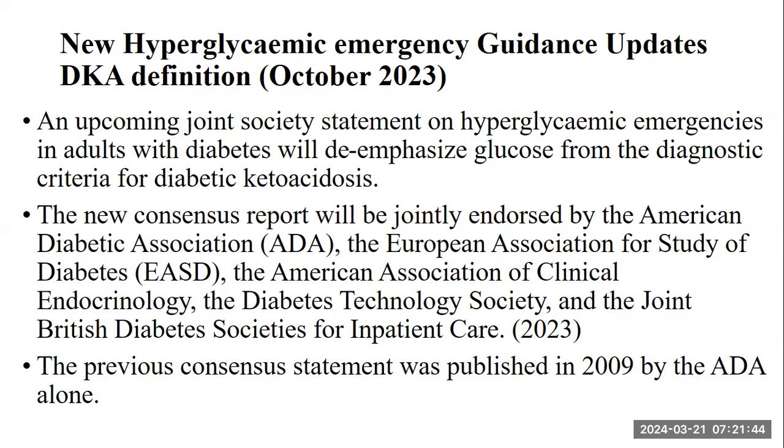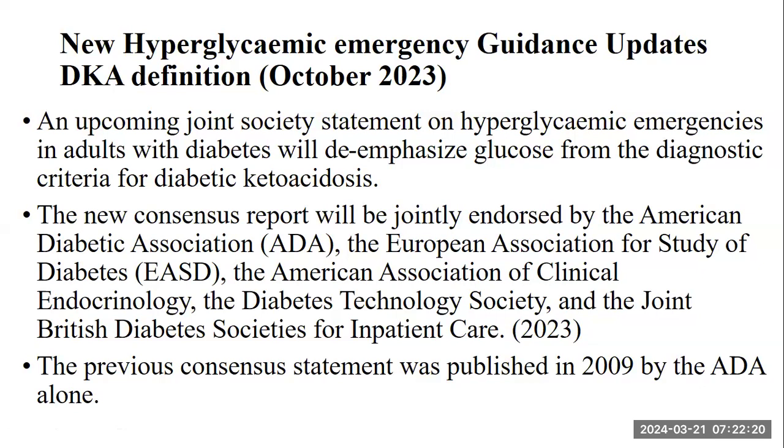So there are new findings now. New hyperglycemic emergency guidance updates, DKA definition. This was done October 23. I saw this on Medscape. So they said an upcoming joint society statement on hyperglycemic emergencies in adults with diabetes will de-emphasize glucose from the diagnostic criteria for DKA. And this new consensus report will be jointly endorsed by the American Diabetes Association, the European Association for the Study of Diabetes, the American Association of Clinical Endocrinology, the Diabetes Technology Society, and the Joint British Diabetes Society for Inpatient Care.